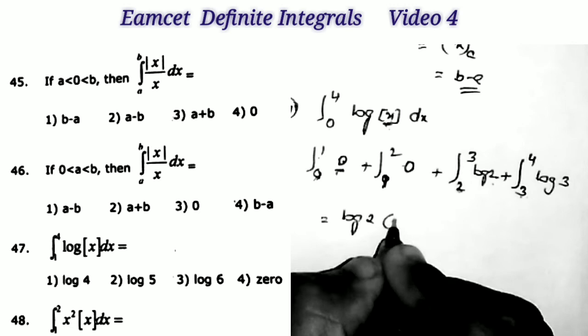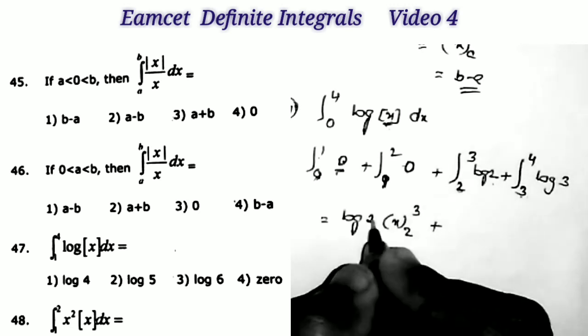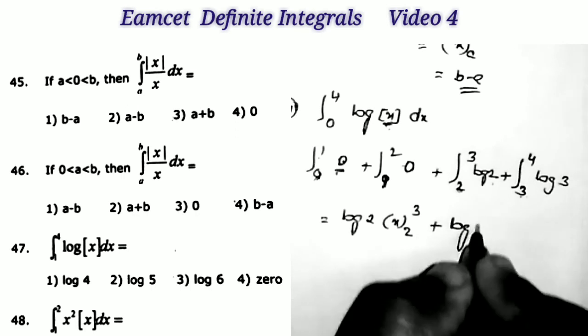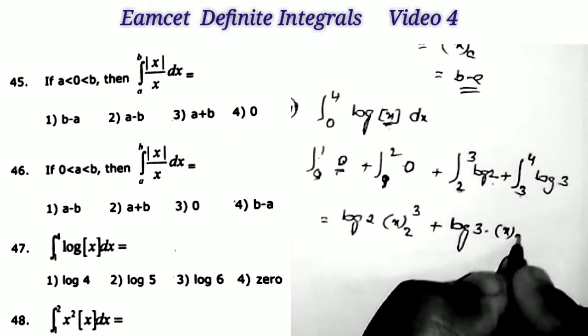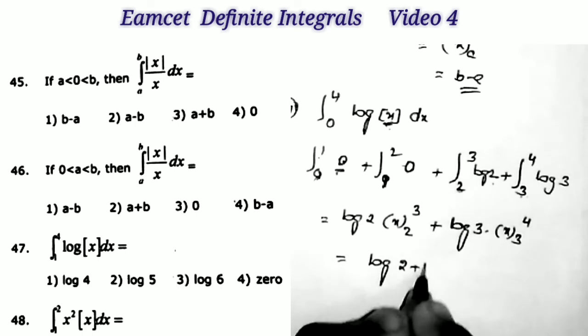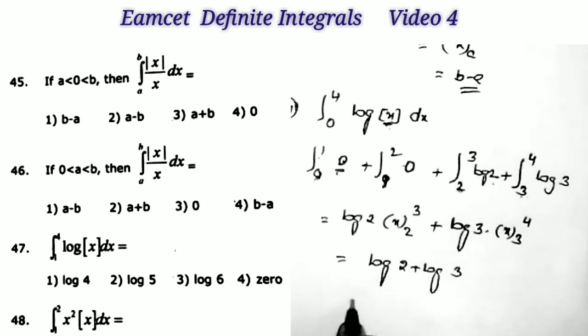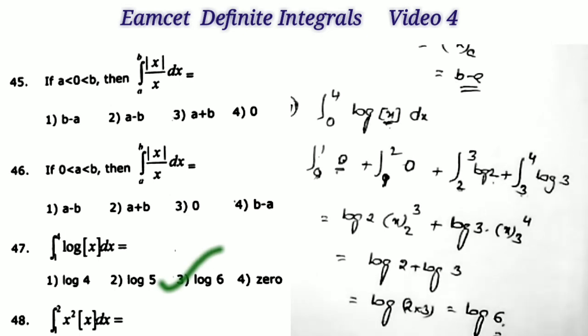Now what is the log 2 integration? Log 2 integration is x, where the limits are 2 to 3, since this is a constant. And the log 3 integration is x, where the limits are 3 to 4. So the answer is log 2 plus log 3, since 3 minus 2 is equal to 1 and 4 minus 3 is equal to 1. Log a plus log b is equal to log ab, that is log 6. That's all, and this is the third option.